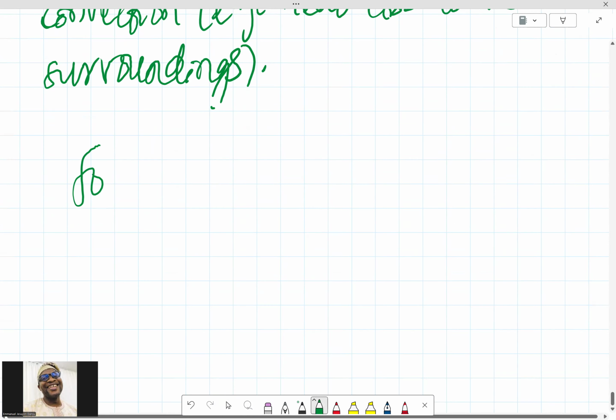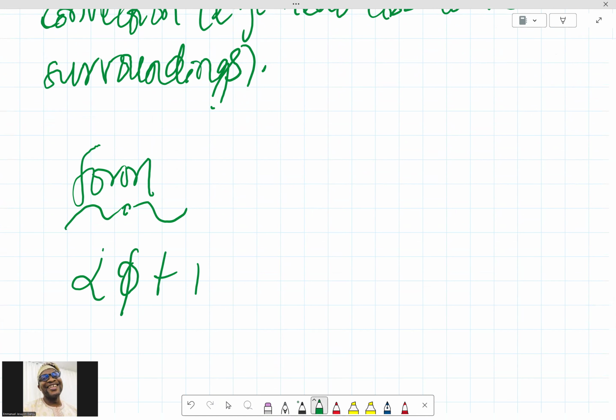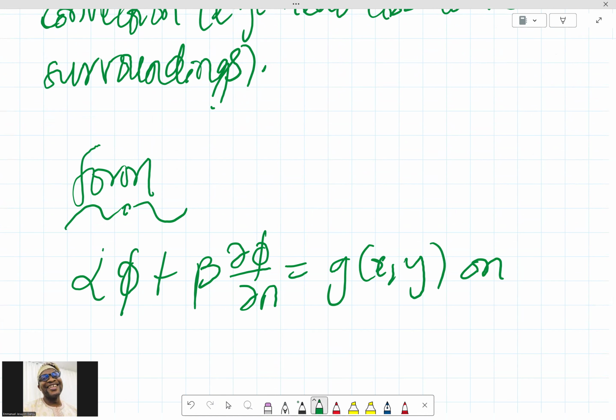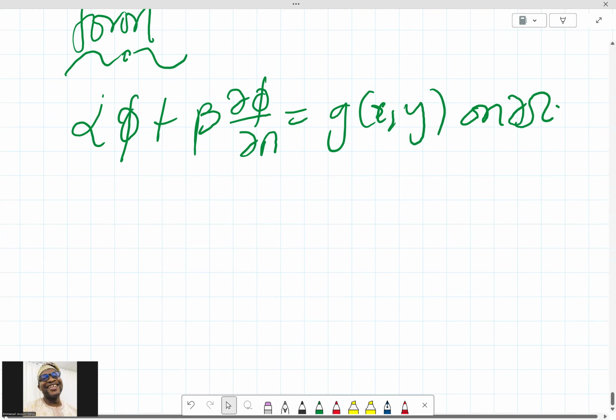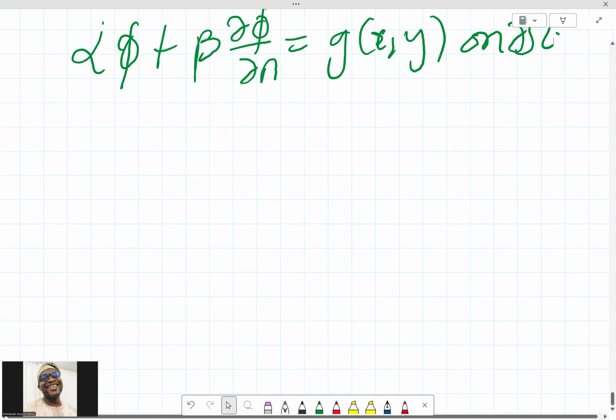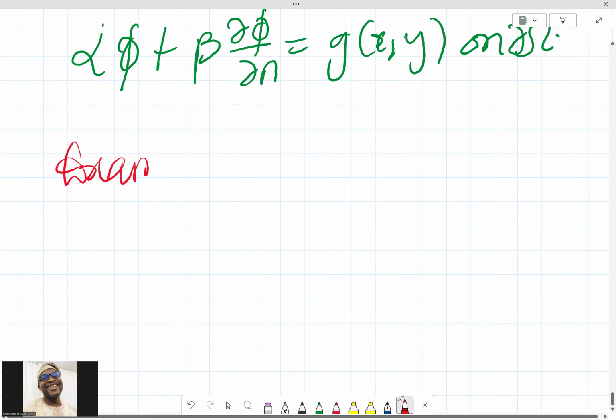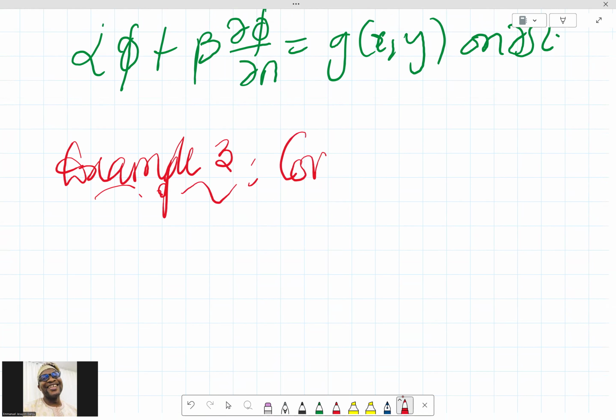And the form of that is alpha phi, that's the potential, plus beta partial phi partial n, as beta multiplied by the flux, equals g of x, y on the boundary, right? So, and that leads us to example 3. So example 3 is convective heat transfer.